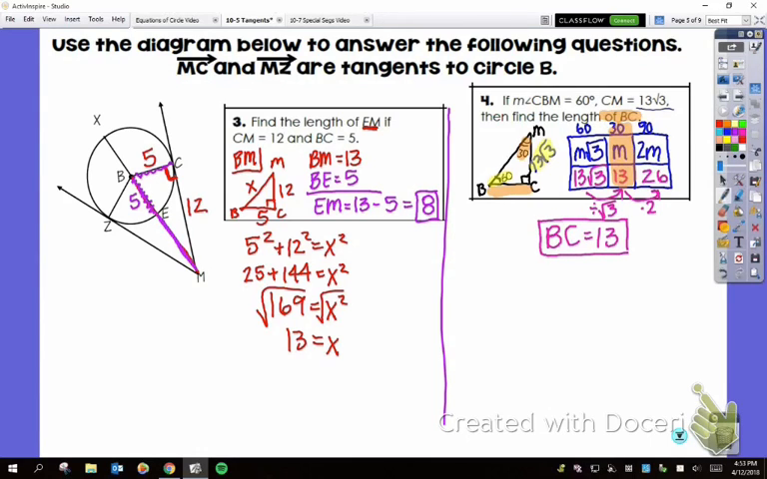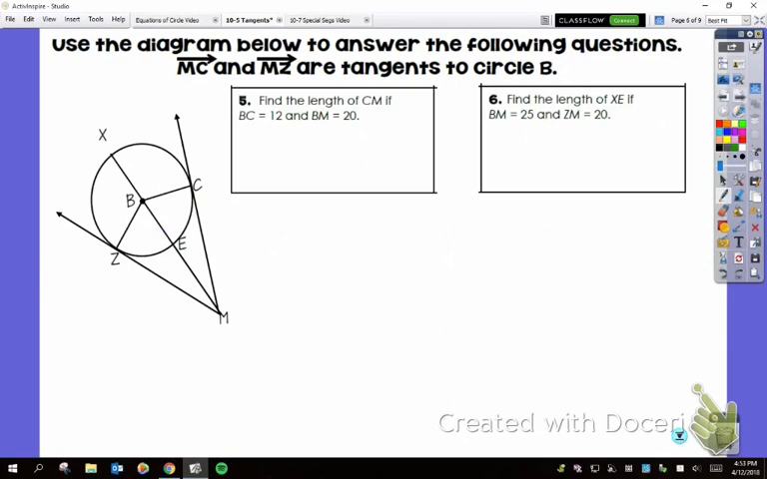So taking what we know and applying it to get to that final answer that they're asking for using tangent lines, we've got 2 more examples that we want to talk about here real quick before the last section. Find the length of CM if BC is 12 and BM is 20. So BC is 12, BM is 20, and they want you to find CM.